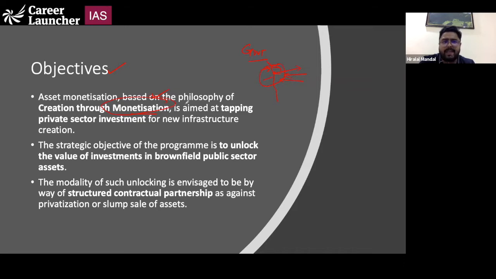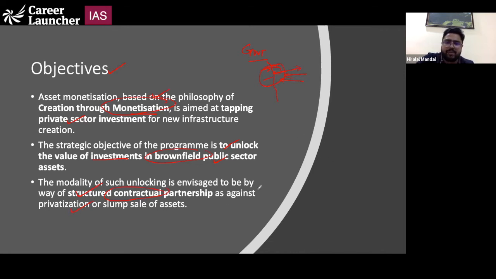So it is creating enough money for the Government of India by tapping private sector investment for new infrastructure creation. The objective of this program is to unlock the value of investment in brownfield public sector assets. There are various public sector assets already built by the public sector. These can be utilized by various private sector agencies, and therefore the Government of India can get money from these resources. Under this model, the modality of such unlocking is envisaged to be by way of structured contractual partnership as against privatization or slump sale of assets.